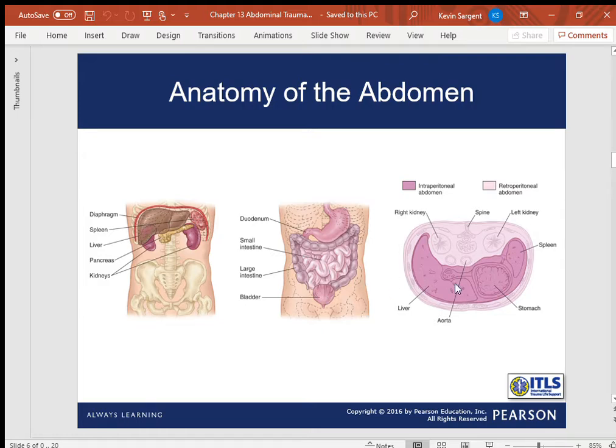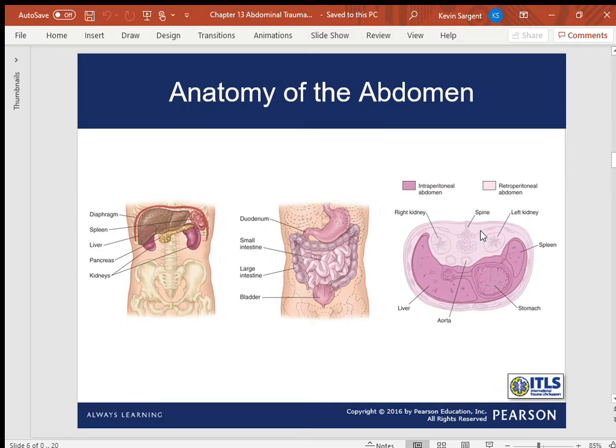When you look at the cross section here, you'll notice your left kidney and your right kidney sit in a retroperitoneal space. This is your peritoneal space here. The retroperitoneal space sits right behind there. If you look at the amount of surface area in the retroperitoneal space, you'll see that the kidneys, being solid vascular organs, can lose a lot of blood in this area.